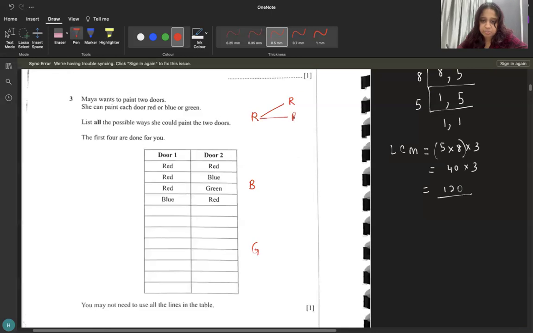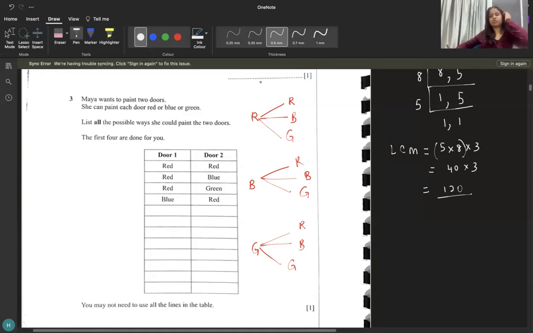So I would see if red and red is done, and then red and blue, red and green. Blue and red, blue and blue, blue and green. Green and red, green with blue, green with green. So yes, you can do it twice. They never said without replacement, so you can have both colors the same at the same time.